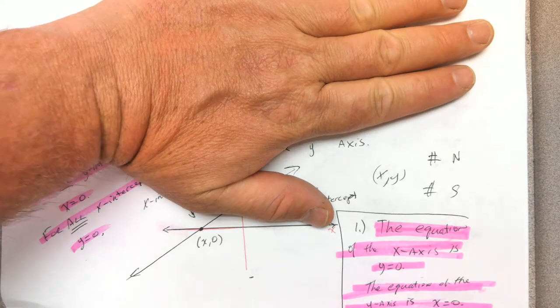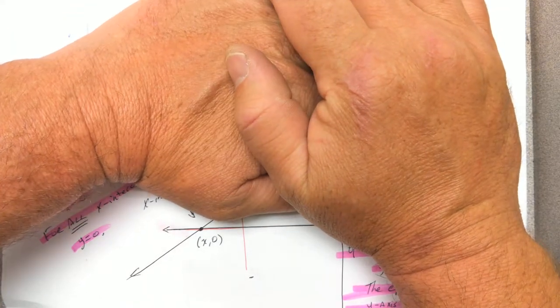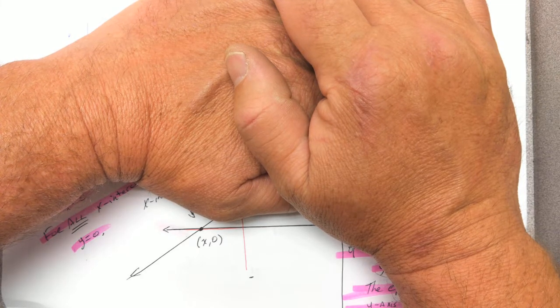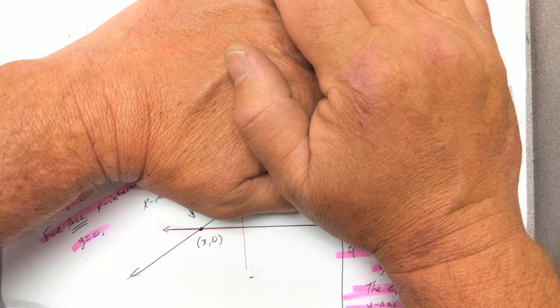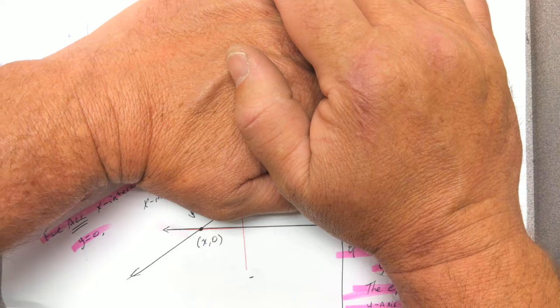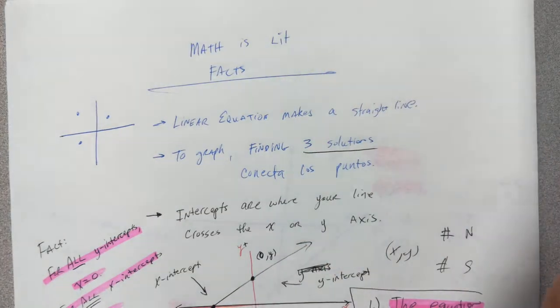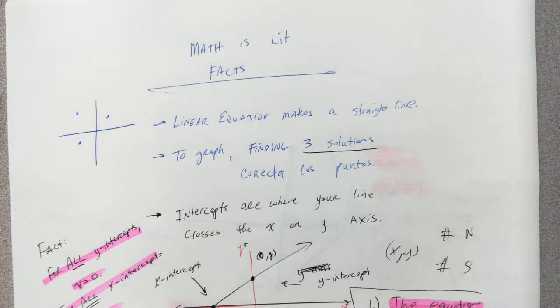I'll ask the question, and then Jacobo's going to pick who answers. You ready? The question is, how do you graph a linear equation? How do you make a graph of a linear equation? Who's going to answer that for us, Jacobo? You can pick anybody you want. Evelyn, good choice. Evelyn, how do you graph a linear equation?